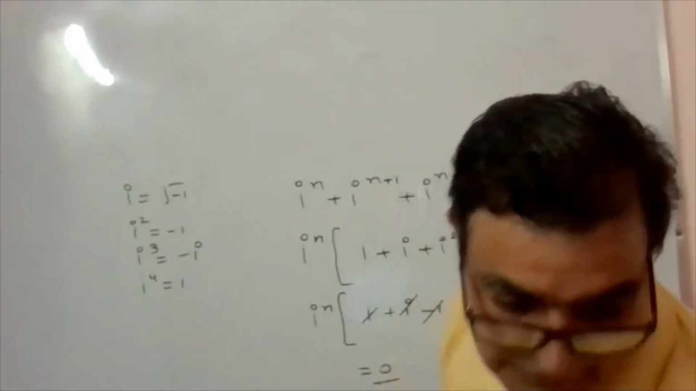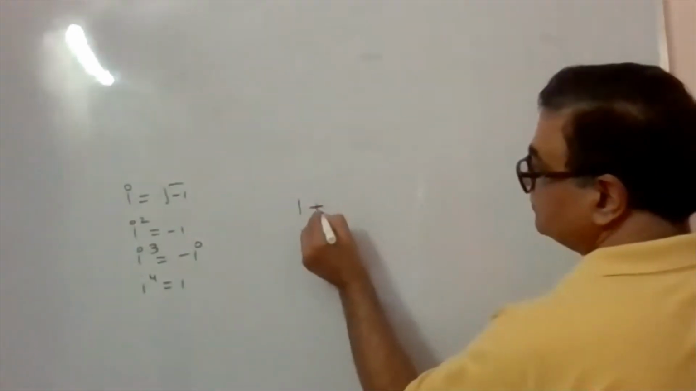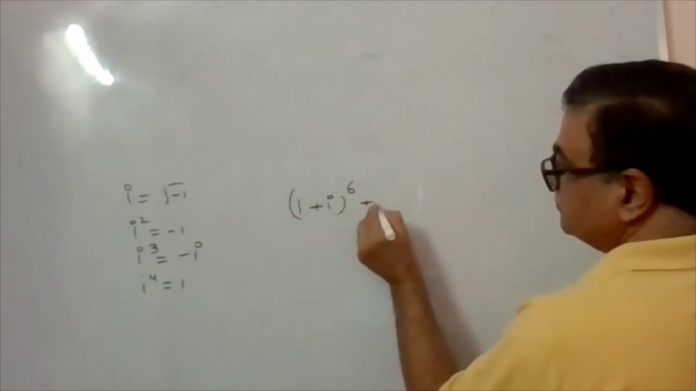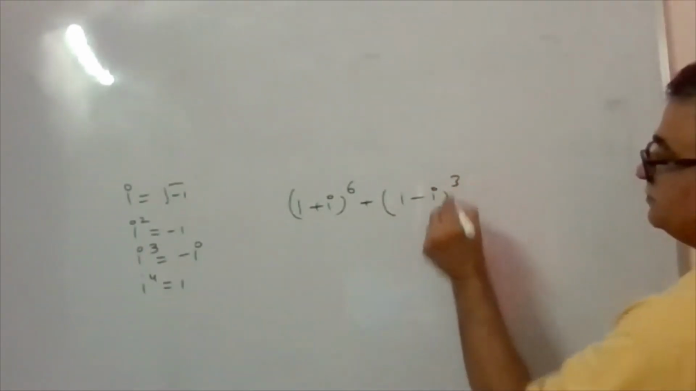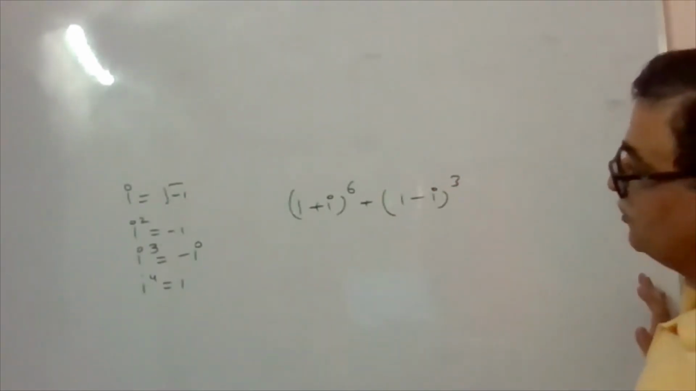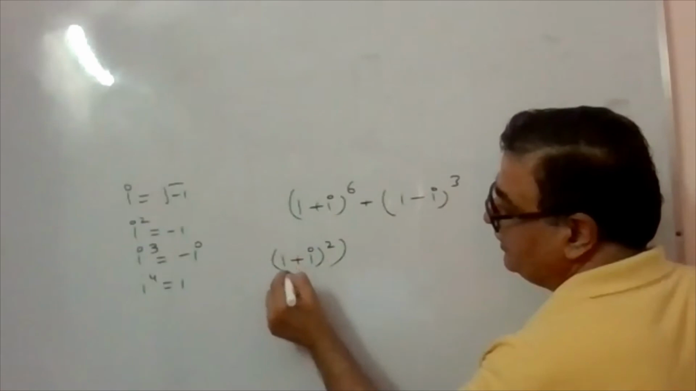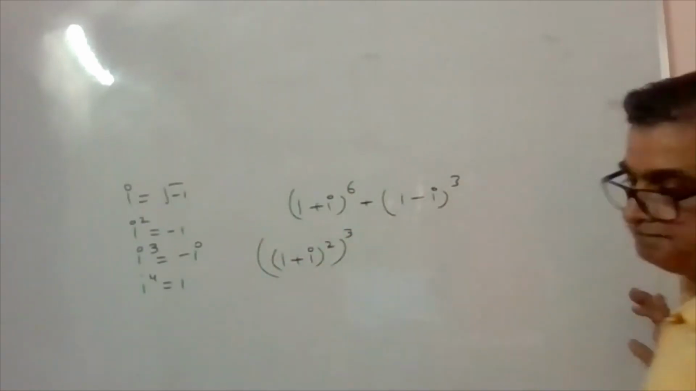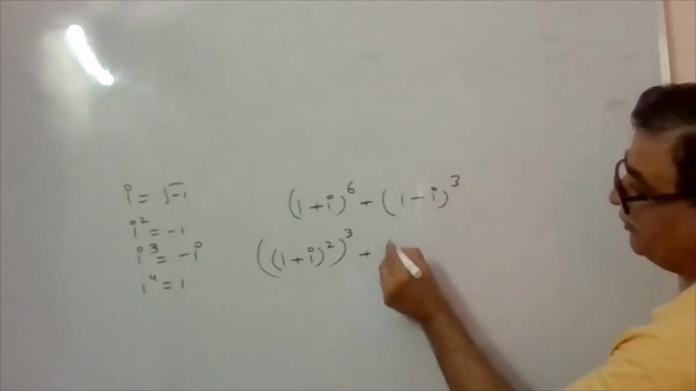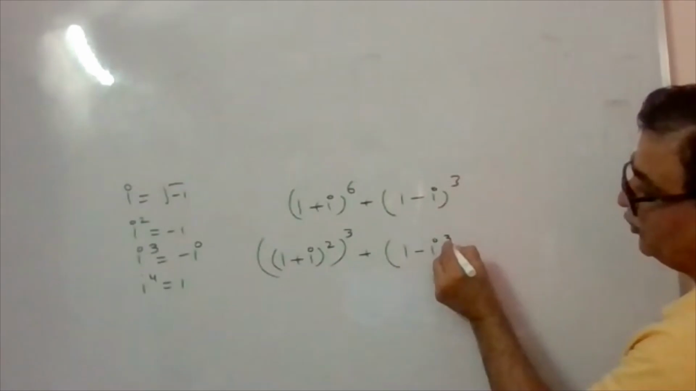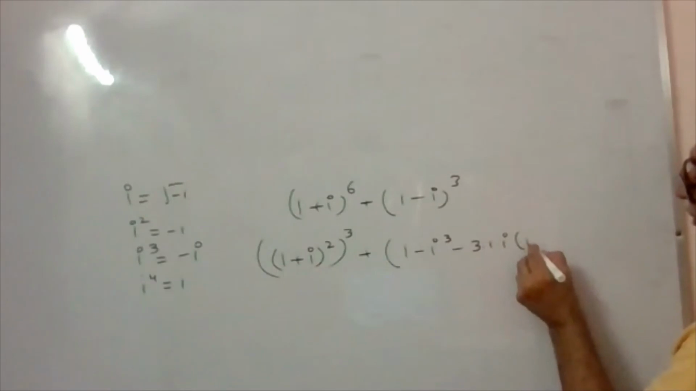One more question, write down please. 1 plus iota whole power 6 plus 1 minus iota whole cube. You have to evaluate it. When you want to evaluate it, a better way will be to take 1 plus iota whole square and its power is 3. And here it will be a minus b whole cube formula. So I go for the formula 1 minus iota cube, a cube minus b cube minus 3, 1 into iota, 1 minus iota.